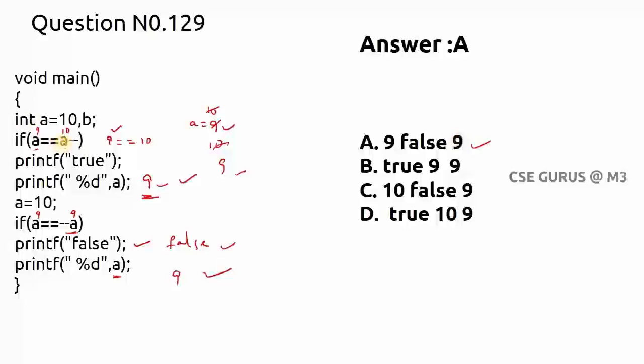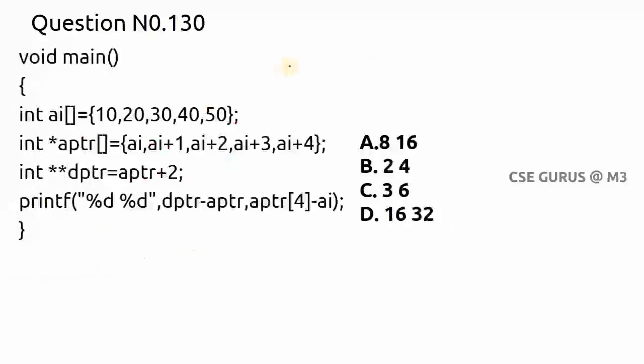So here if it is a post decrement, the first value before decrementing will be taken and compared, whereas in pre-decrement, after the decrement, the value will be compared. So in this case it is true, in this case this is false. So like this the execution happens. Coming to the question number 130.